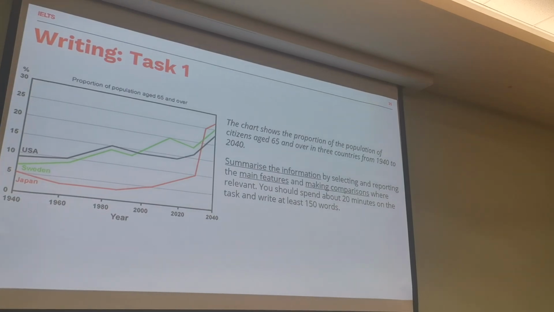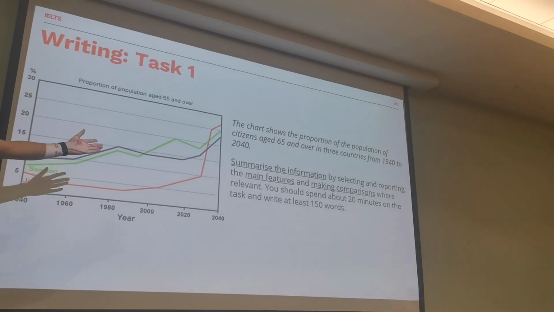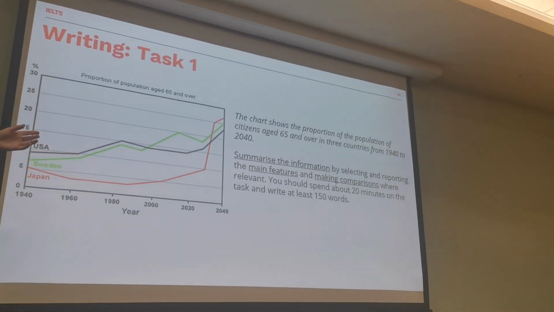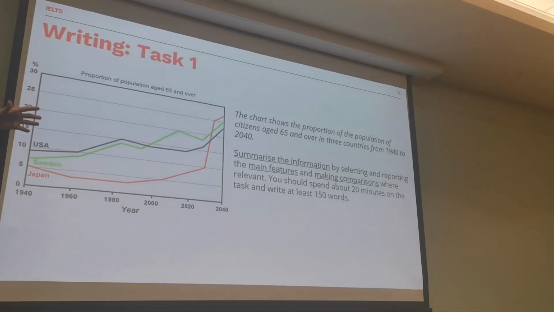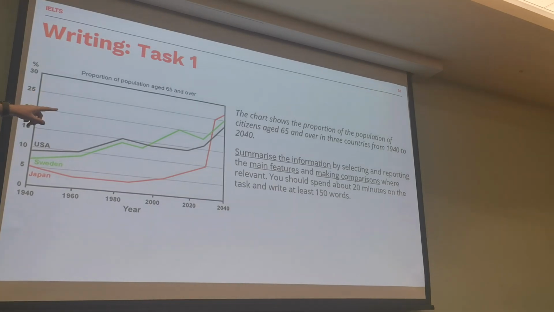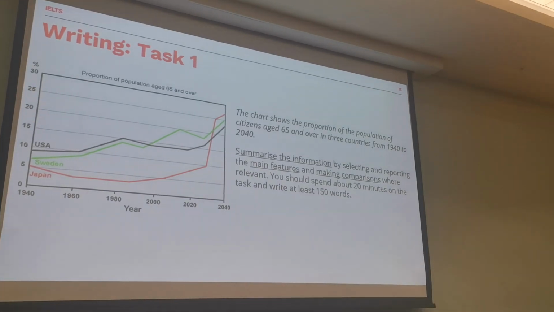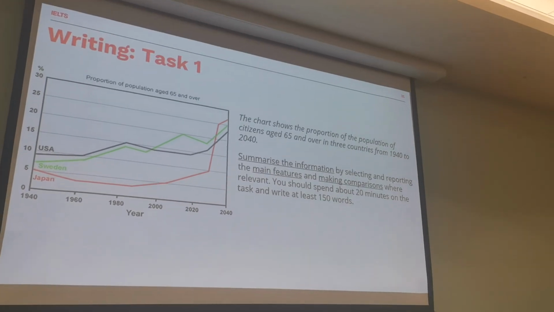So this is the question. The chart shows the proportion of the population of citizens aged over 65 in 3 countries from 1940 to 2040. So this is what would be given to you. Summarize the information by selecting and reporting the main features. This is the same for every single writing task ever. The first part is the part you need to paraphrase.